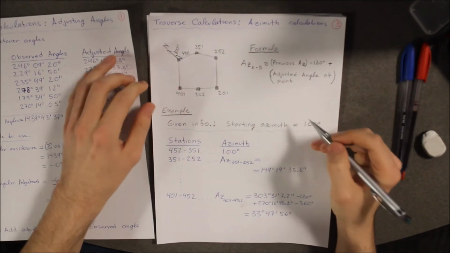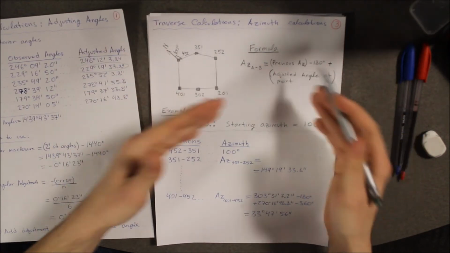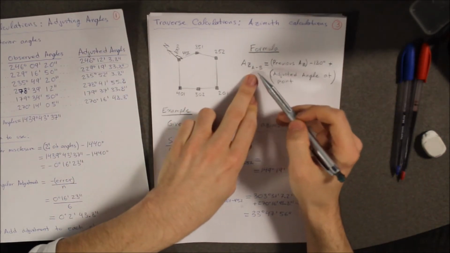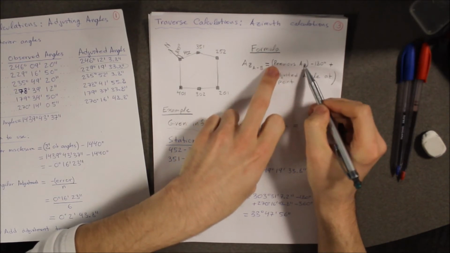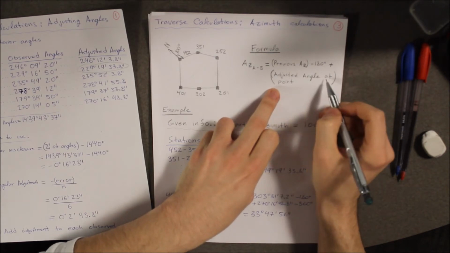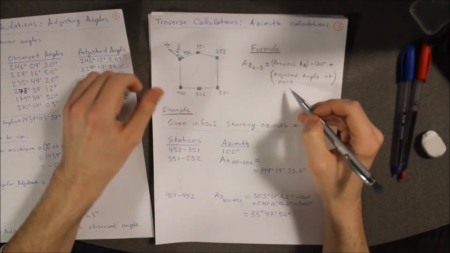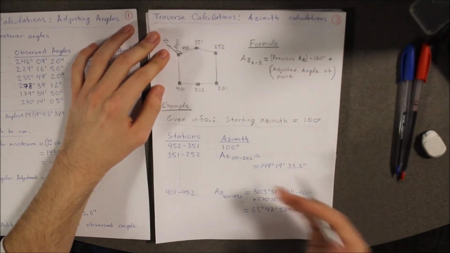That's what that means. So, this is the main formula that we are going to use, and I will explain it to you. Azimuth A to B is equivalent to your previous azimuth minus 180 degrees plus the adjusted angle at the point you are taking your azimuth at. So, how do we use this? Well, I'll tell you right now.